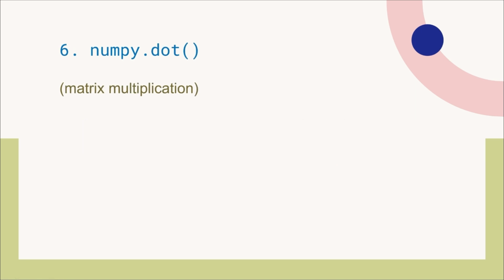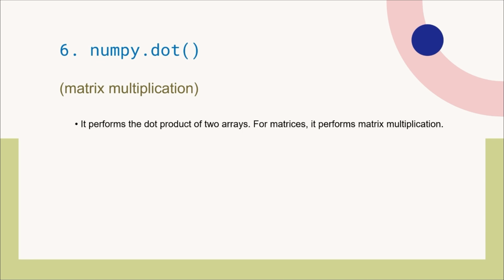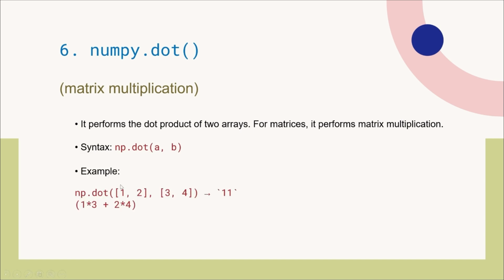Now coming to the sixth function, which is numpy.dot function. This function performs the dot product of 2 arrays. For matrices, it performs matrix multiplication. The syntax of this function is np.dot a, b. So here is the example of this function. Here this is my first array, this is my second array, and the dot product of this is coming out to be 11, which is 1 into 3 plus 2 into 4, which is equal to 11.